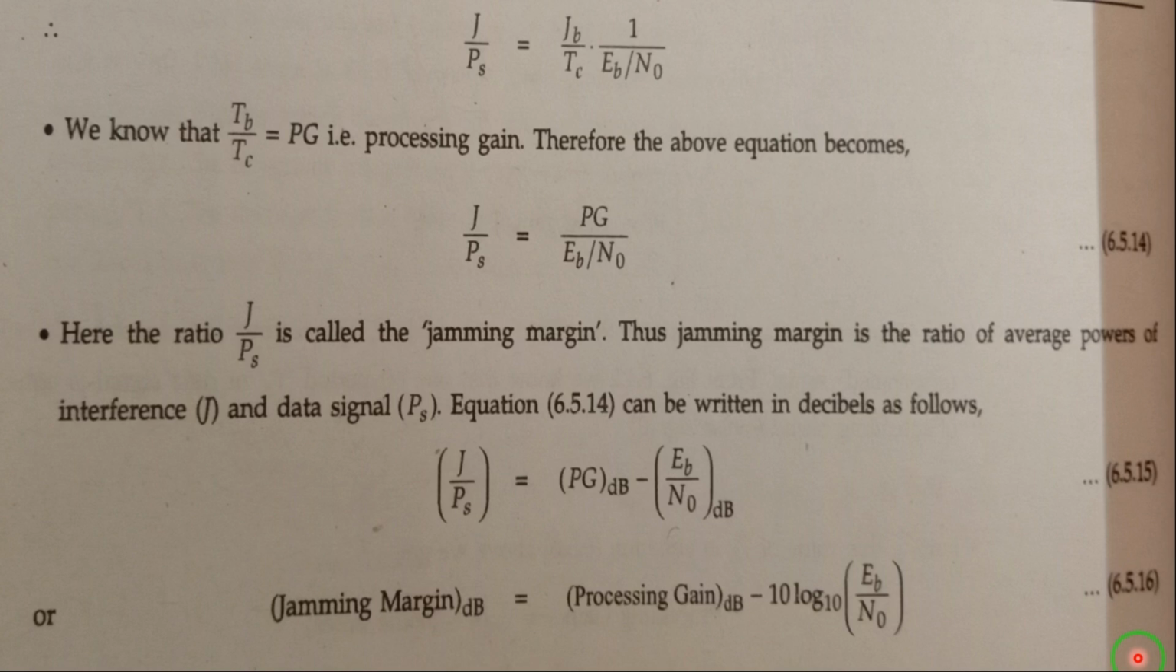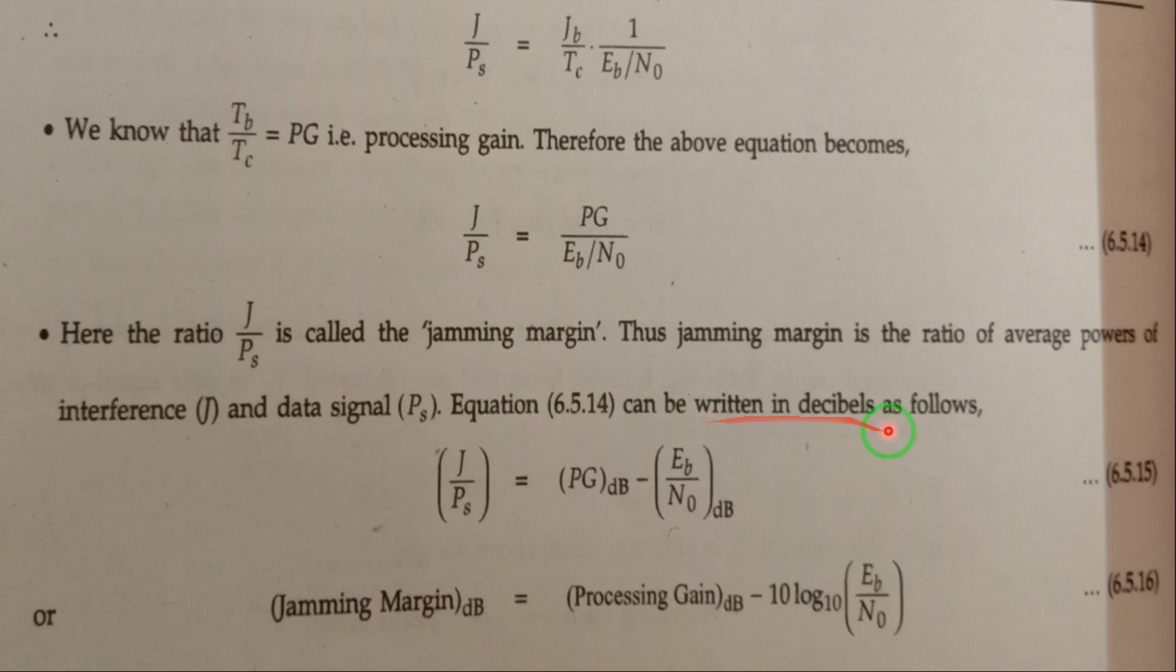So we can write J upon Ps is equal to Tc upon Tb, into 1 upon Eb by N0. And as we know that Tb upon Tc is nothing but your processing gain, PG. Therefore, the above equation we write as J upon Ps is equal to PG upon Eb by N0. This is the next equation. Hence, the ratio J upon Ps is nothing but your jamming margin, and it is the ratio of the average power of interference, that is J, and the data signal Ps.